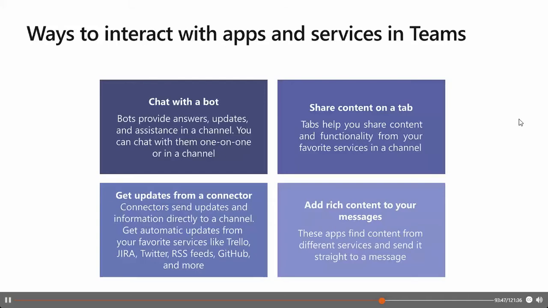Then we have the updating mechanism from a connector, which sends updates and information directly to a channel. It's a typical scenario with services like Trello, Jira, Twitter, RSS feeds, GitHub, and many more, so you get informed about what's happening inside your Teams channel. On the other hand, we have rich content in your messages. The apps find content from different services and send it straight to a message. That's a great way to collect different information together and put it inside the Microsoft Teams application as well.